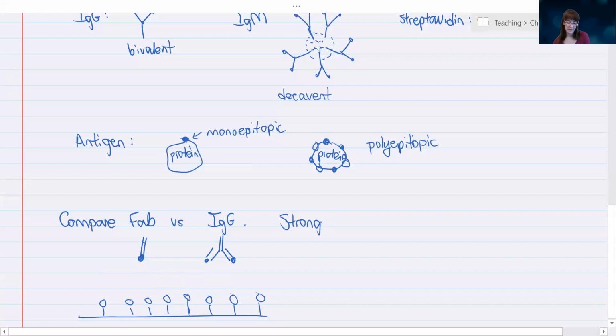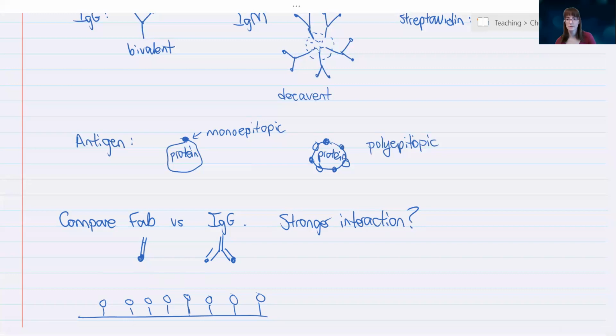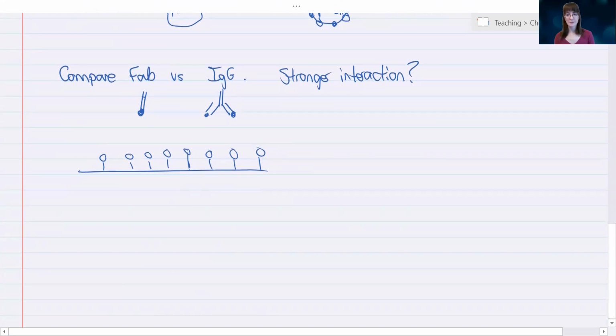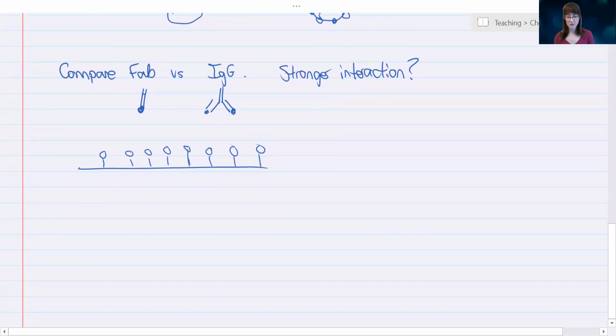So pause and think about that. And then if it's really obvious to you which one, think about why. Could you articulate exactly why and draw a picture about why the interaction is stronger? So go ahead and pause the video. All right, so you may have come to the conclusion that the IgG being able to bind in more places would have the stronger interaction, and that is certainly true. The real question is, can you articulate why?